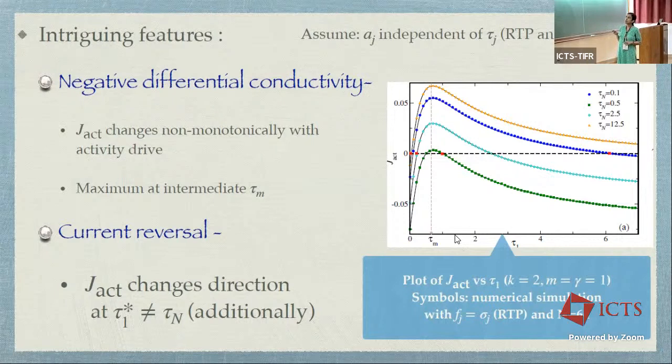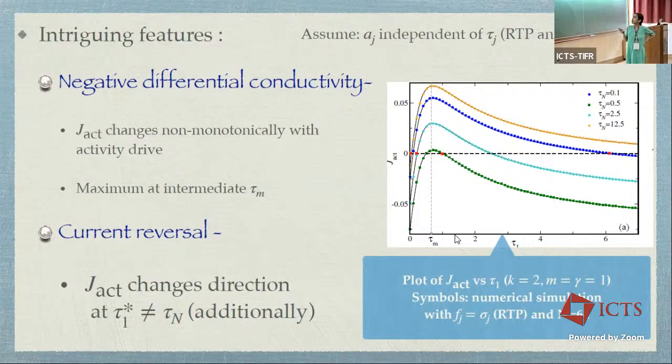So if we take the local derivative, that's like the differential conductivity dJ/dτ, that is negative in some regime of τ. And moreover, we see that if we keep on increasing it, the current actually changes sign. So here, if we follow this blue curve, the current starts from some negative value. It crosses 0 when the activity of the two reservoirs are the same, when τ1 equals τn, somewhere here. And then it goes up, goes down again, and then it becomes negative again.